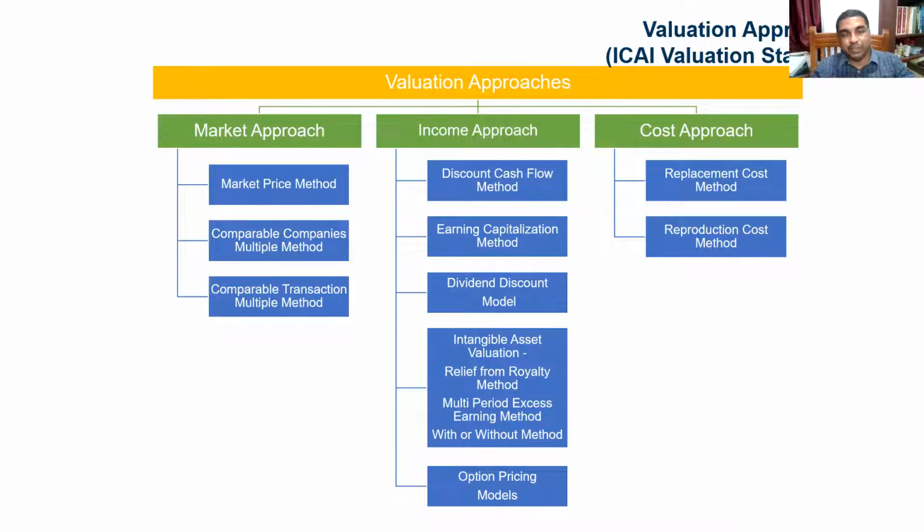And in case he is following a particular approach, there are various methods recommended under that approach. Like under the market approach, you see the market price method, comparable companies multiple method, comparable transaction multiple method. Similarly, under the income approach, we follow the DCF method, earning capitalization method, dividend discount models, and multi-period excess earning method for intangible assets. The option pricing models are also followed. Under the cost approach, we follow the replacement cost method and reproduction cost method. So these are the methods. Most of them we will be learning one by one. But I think today we got a fair idea about what the valuation bases are and how important they are.